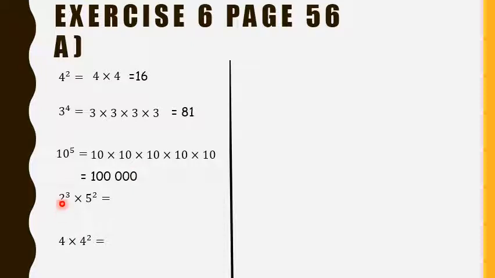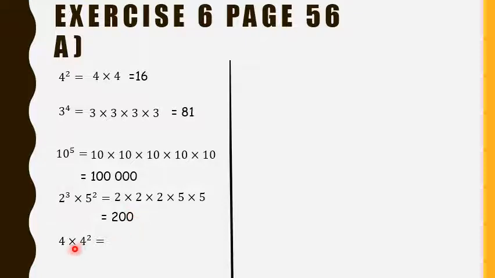Now 2 cubed times 5 squared. What do you mean by 2 cubed? It's 2 times 2 times 2, and 5 squared is 5 times 5. Now 2 times 2, 4, times 2, 8. So it's 8 times how much? 5 times 5, 25. So it can be written as 8 times 25, which is 200.